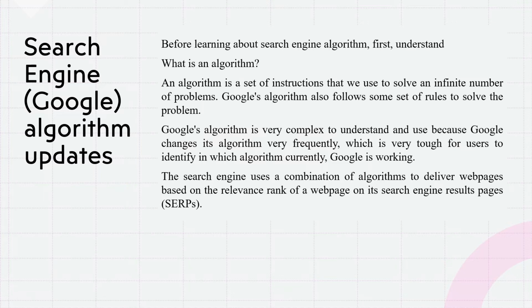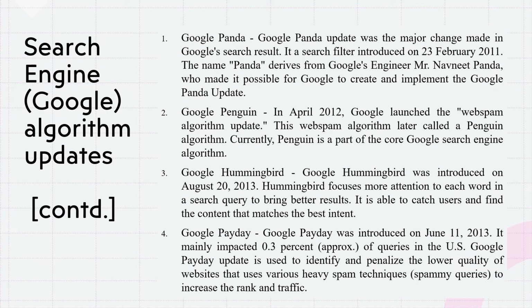The search engine uses a combination of algorithms to deliver web pages based on the relevance rank of a web page on its search engine results pages, SERPs. There are some major updates that occurred in Google's algorithm, the first one being Google Panda.